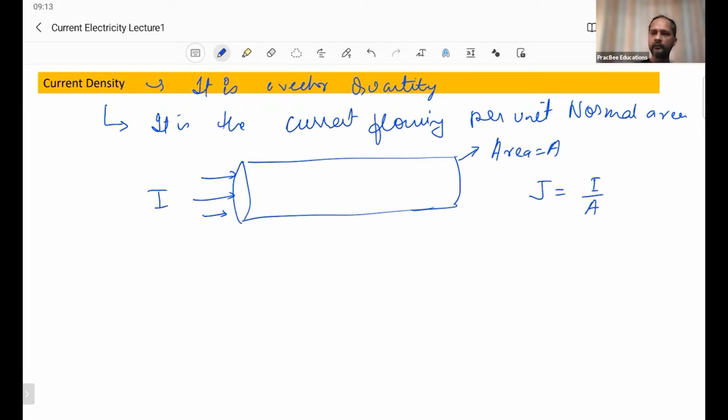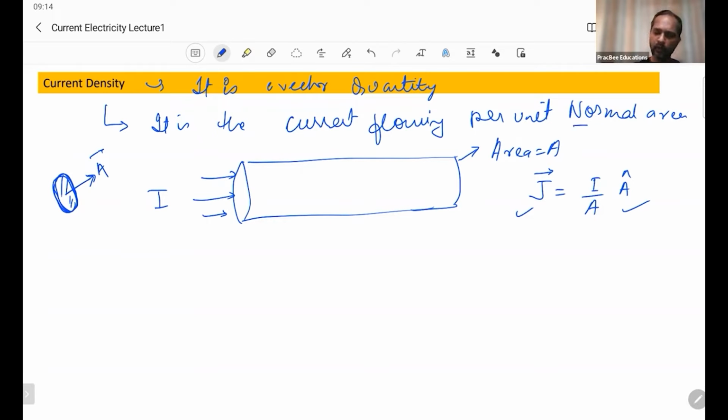Is it fine? If I put a vector sign here, J, so here I'll put a unit vector A. That means J is in the direction of vector A, the area vector. And do you know what is the direction of area vector? It is always perpendicular to surface. Area vector is perpendicular to surface. In the last chapter I told you. So current flowing per unit normal area is called current density.